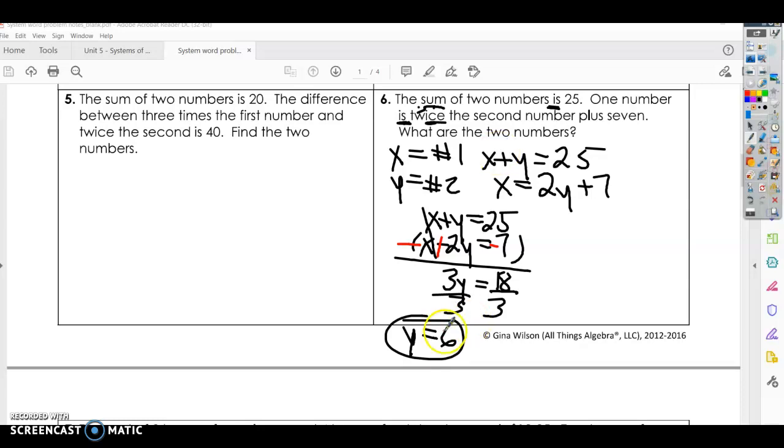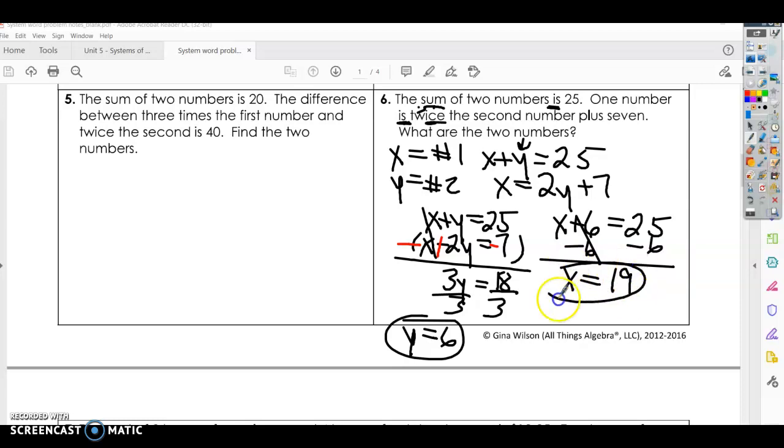So if I go up here, this time I've got y. So I'm going to say x plus 6 is 25. Subtract 6. x equals 19. So my first number, 19 is number 1, and 6 is number 2.